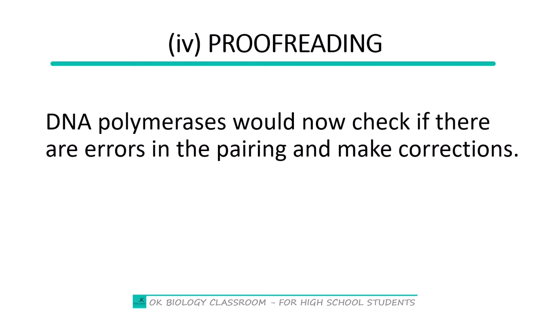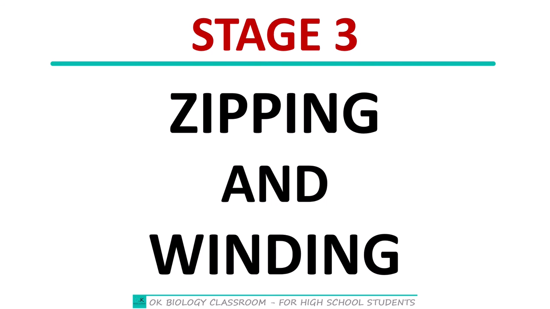You know the pairing rule. Adenine is supposed to pair with thymine. Cytosine is supposed to pair with guanine. That is how the pairing should go. So they would have to check to see that all the pairings have been done correctly before finalizing the whole process. After the proofreading, then we would say that the stage 2 is now completed. So we can move to the final stage, which is stage 3.